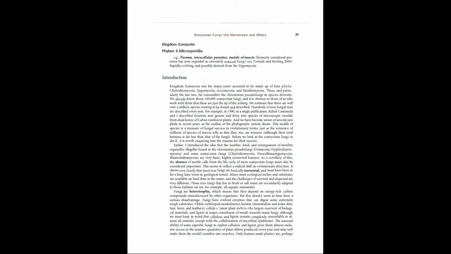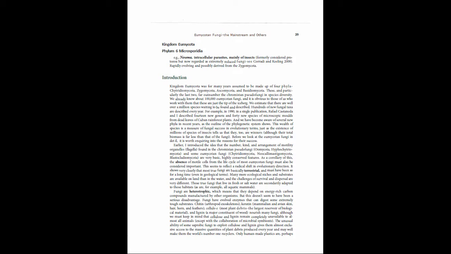Hundreds of new fungal taxa are described every year. For example, in 1990, in a single publication, Rafael Castañeda and I described 14 new genera and 40 new species of microscopic molds from dead leaves of Cuban rainforest plants. And we have become aware of several new phyla in recent years, as the outline of the phylogenetic system shows.